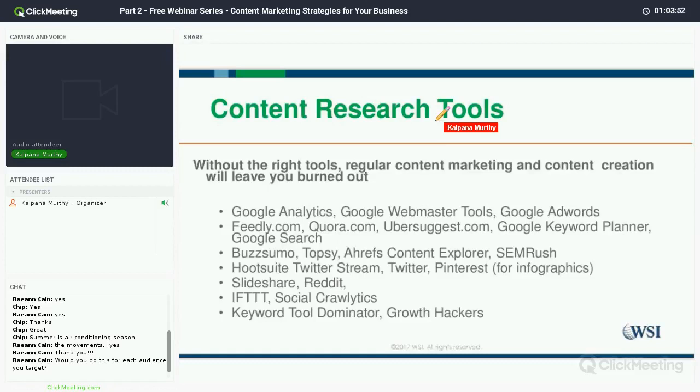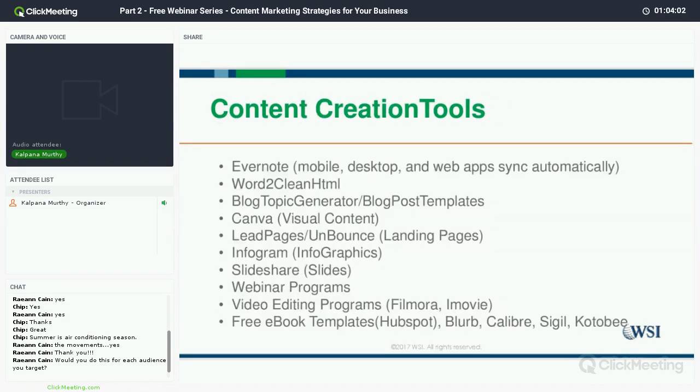This one is a content research tool. So we are going through the content process, right? The first one is planning the content. This is where you're going to do your content research and plan your content, and then content creation tools. I have also listed a lot of tools here. We use all of these for different formats.